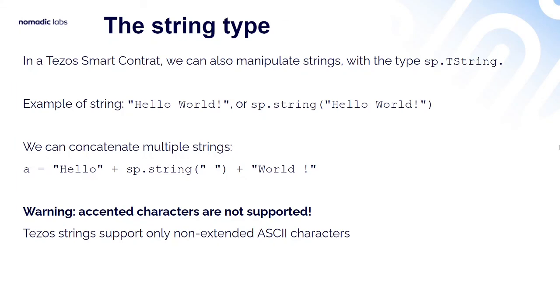Another type that we can use in Tezos smart contracts is the string type, which we can formally write as sp.tstring. So strings are basically text that we can write between double quotes, or we can explicitly write sp.string of the string to say that we want to generate this string within the smart contract. We can then concatenate multiple strings using the plus operator. And so, for example, we can concatenate the word hello, a space, and the word world. And again, if we didn't explicitly say that we want this to be generated in the contract, the concatenation would happen during the generation rather than during the execution of the contract.